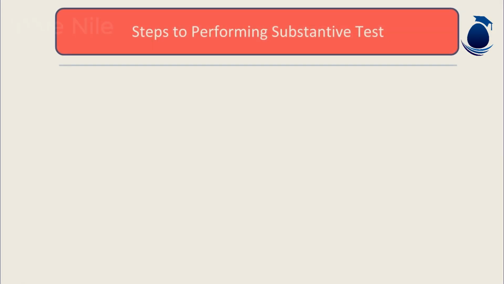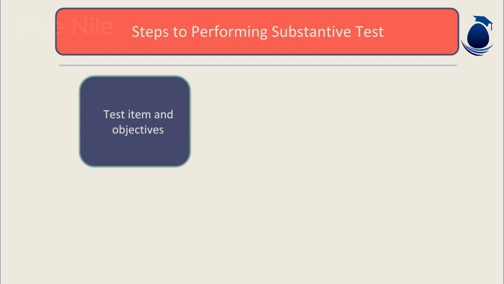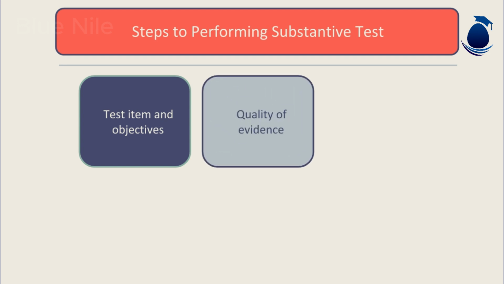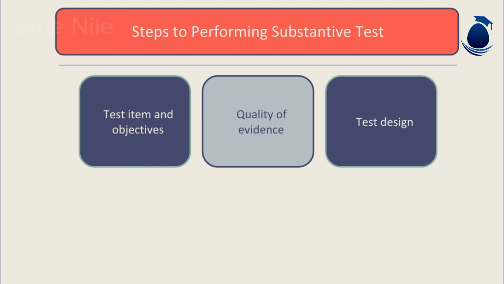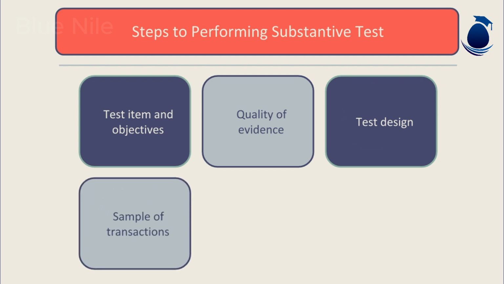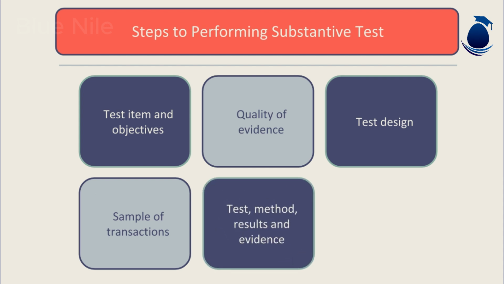The steps to performing a substantive test are: identify the item to test and set the objectives of the test. Consider the quality of evidence required. It must be sufficient and appropriate. Design the test and ensure it meets the objective. Select the sample of transactions to perform the test on. Record the test, method, results, and other evidence as working papers in the audit file. Consider the conclusion of the test. Is further work required? Are there material misstatements to be amended in the financial statements?